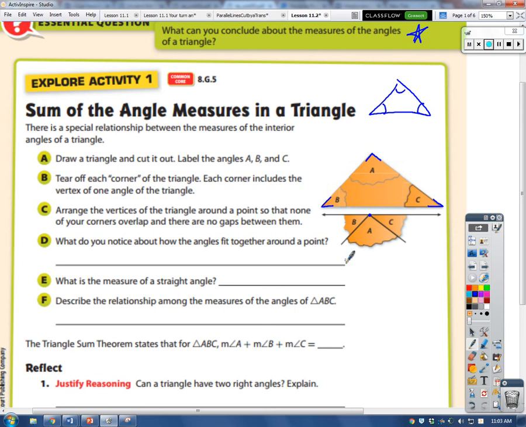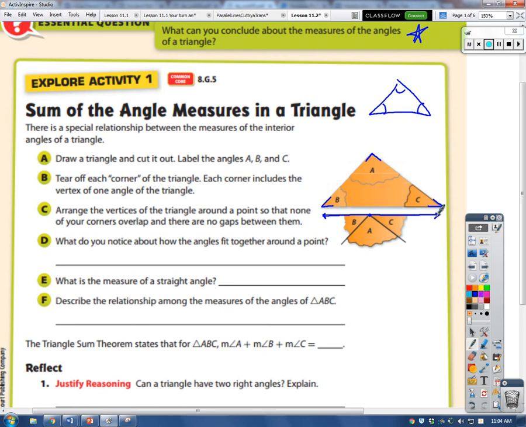And so what do you notice about how the angles fit together around the point? Well, they all form along this line here. And we learned about this yesterday and the day before. We've been talking about this with our angles. These would all be supplementary angles, right? I'm going to give you a new vocab word. This is called a straight angle. This line right here is called a straight angle.